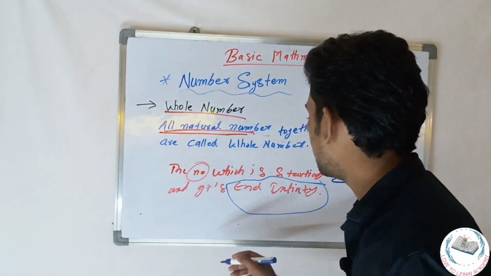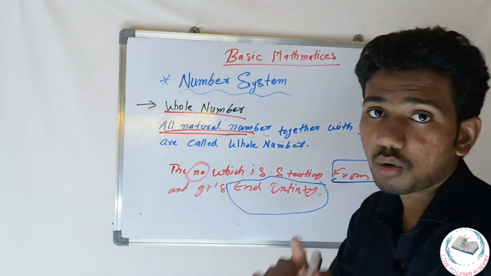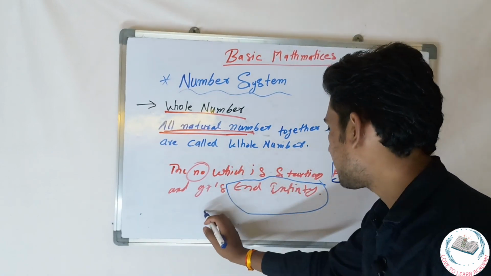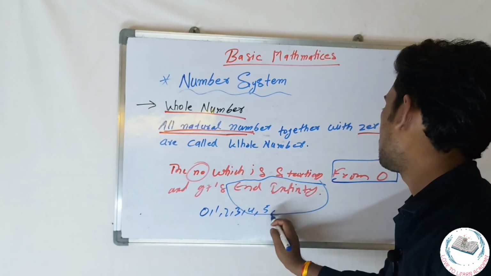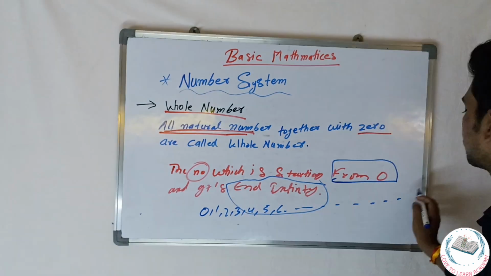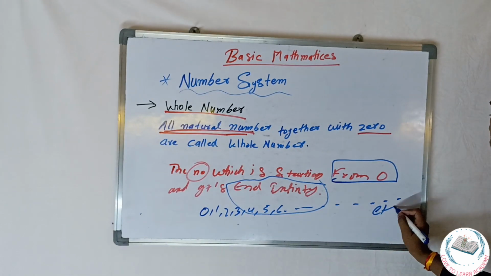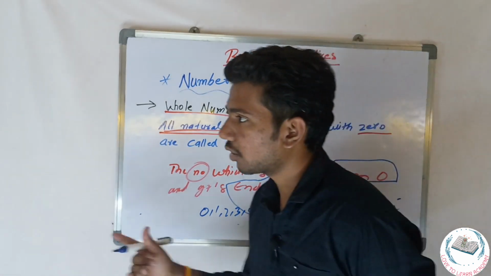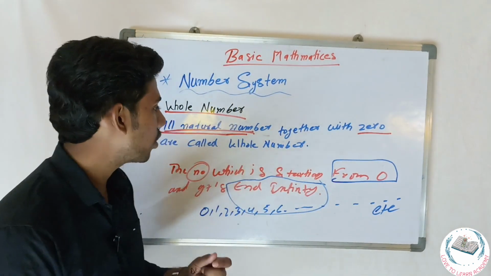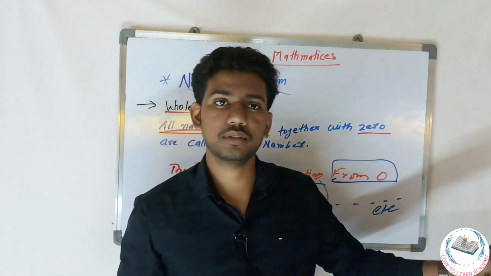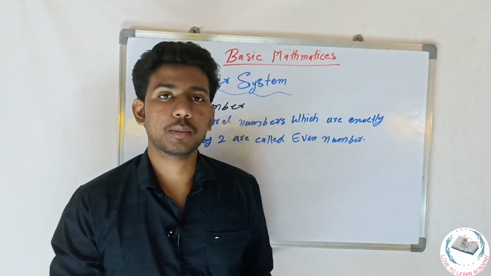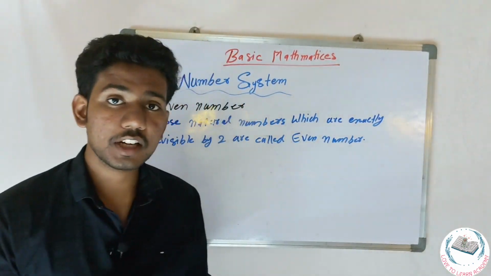As an example, always remember that a whole number starts from 0: 0, 1, 2, 3, 4, 5, 6, and it's going on. So we have seen natural numbers and whole numbers. I hope you understand the whole number. It starts with 0 and goes till infinity. Now let's talk about even numbers. So what does even number mean?